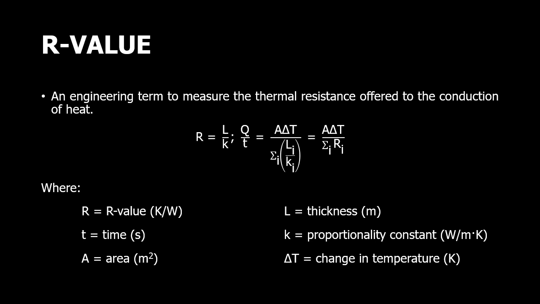So for this reason, the concept of thermal resistance or the R value has been introduced into engineering practice. So R value in a sense is the reciprocal of your K value, which is your thermal conductivity. So R value refers to thermal resistance. And when your R value is high, it means your material is a good insulator. So it is defined with the formula R equals L over K.